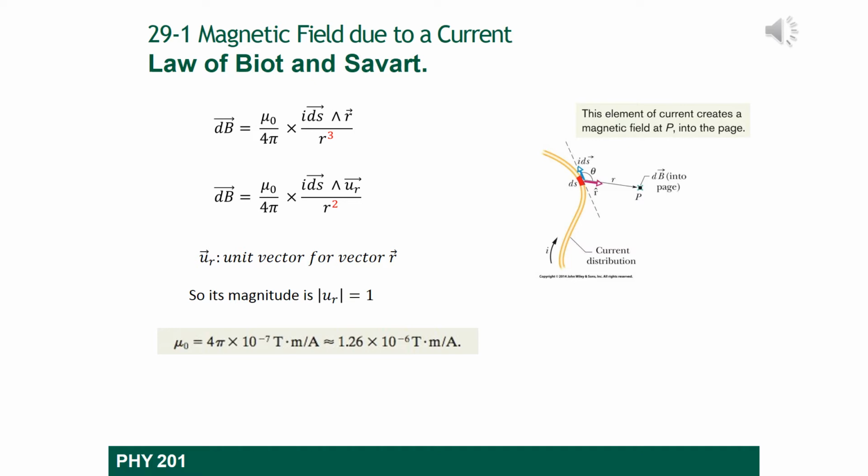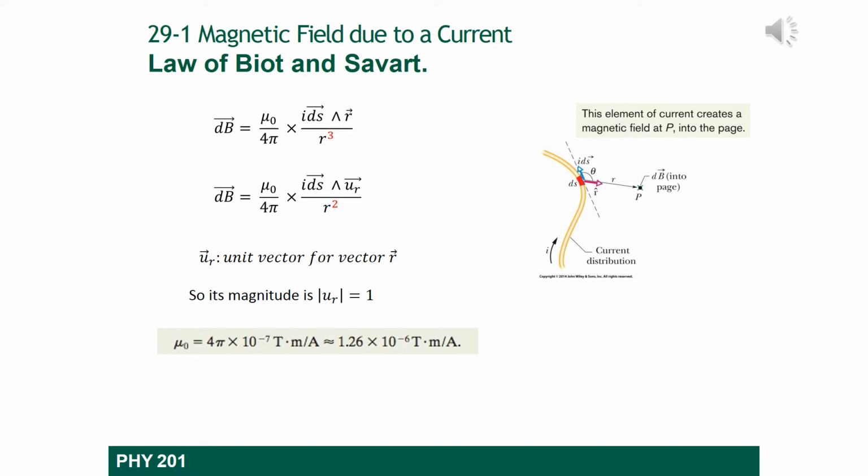And since the current is not a vector, ds is showing the direction of the current. Now R is a vector pointing from ds to the point P, meaning from the cause to the effect, from ds to the point P where the magnetic field is created or induced. Now if you simplify the numerator and denominator by R, what remains on top is the unit vector UR, which has magnitude 1.